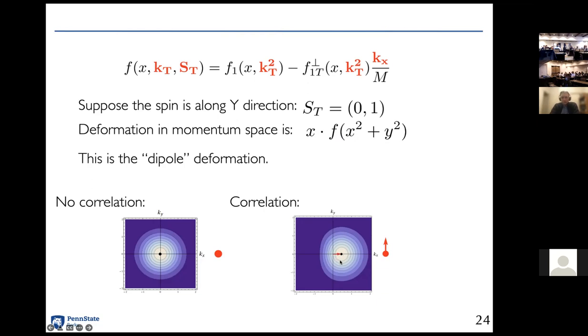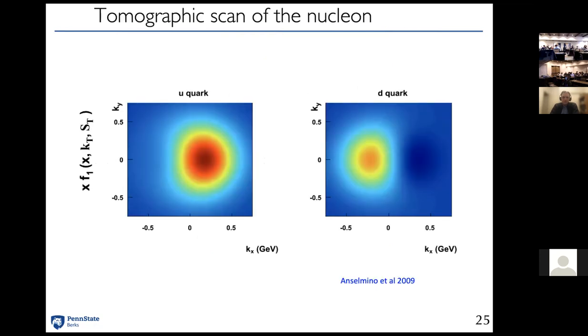Now it's interesting that this shift should have some physical interpretation. The physical interpretation is the average, the integral, the first moment of this function. This first moment in kt space is related, in simple models or simple approximations, to the twist-three functions in collinear QCD. Here's the picture that we obtained quite a long time ago, in 2009, after the analysis of SIDIS data for Sivers asymmetries for up and down quarks. What you can see here is the systematic shift along the x direction. The spin of the nucleon is along y. The shift for the up quark is to the right, and the shift for the down quark is to the left.